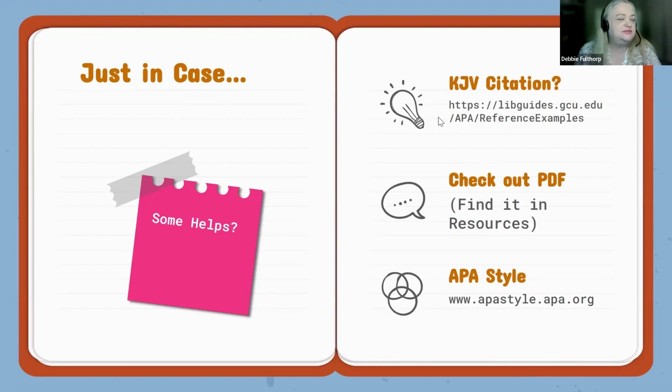KJV citation is in the references PDF, find it in the resources. If you have any questions, go to apastyle.apa.org. They have a template for you. They have different helps for you there as well, okay?